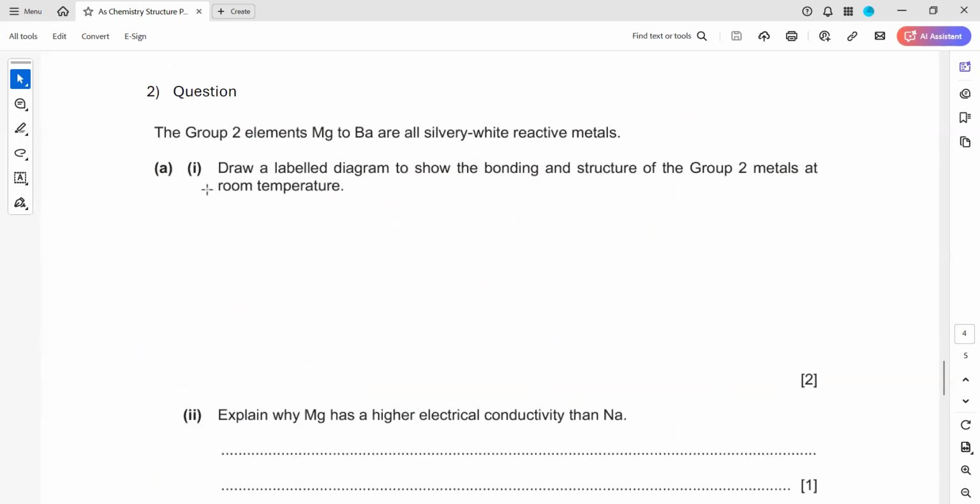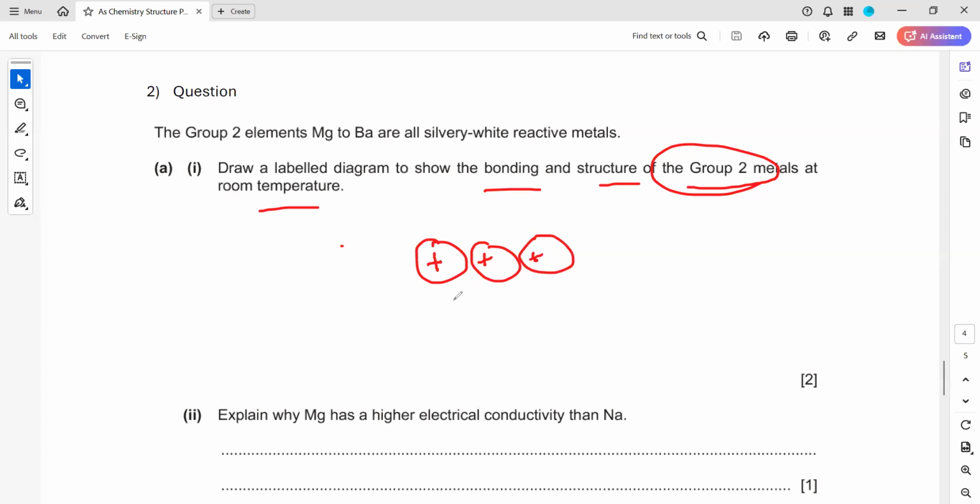In question 2, group 2 elements magnesium to barium are all silvery white reactive metals. Draw a labeled diagram to show the bonding and the structure of a group 2 metal at room temperature. So what is the structure of the metal? The metal consists of a lattice of positive ions and delocalized electrons. But whenever you draw any diagram, it should always be labeled, like label the cation, label the delocalized electrons.